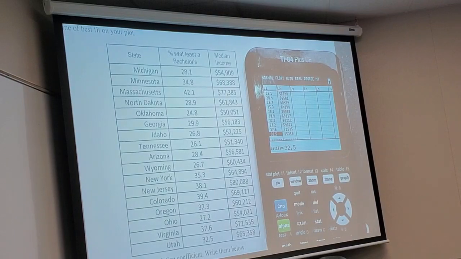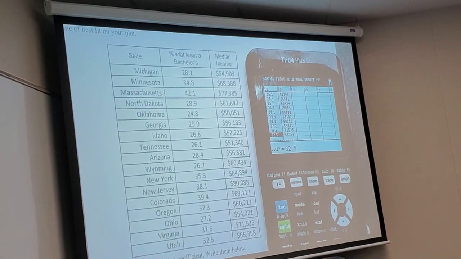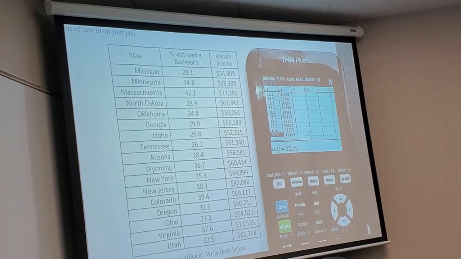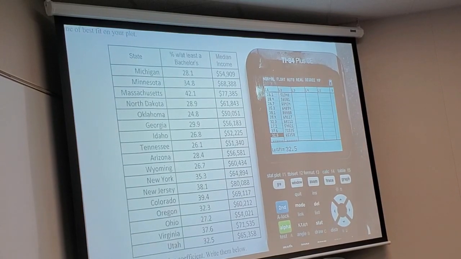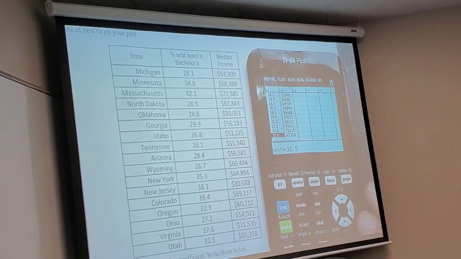Are you at all with me? So again, even when we have a feeling that, well, it's obvious that more bachelor's means a higher median income, it could be a little bit the other way too. This has nothing to do with causation. Doesn't mean there is, doesn't mean there isn't. I have no idea.